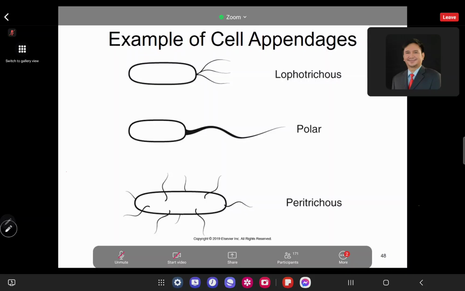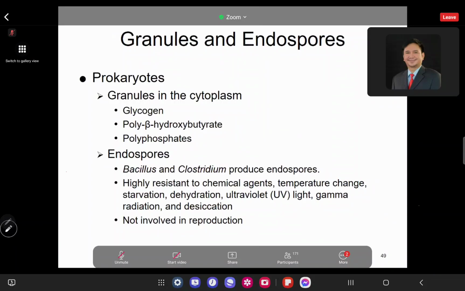So we have already described this flagella and their locations. Now in prokaryotes, we observe two important cytoplasmic inclusions. We have your granules and your endospores, or the spores that we mentioned a while back.